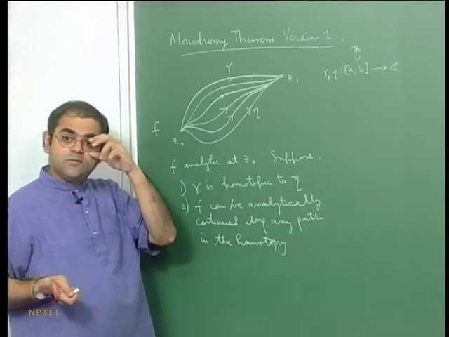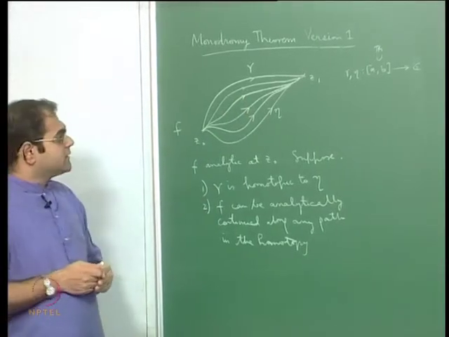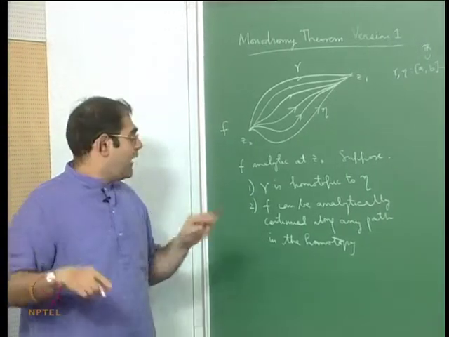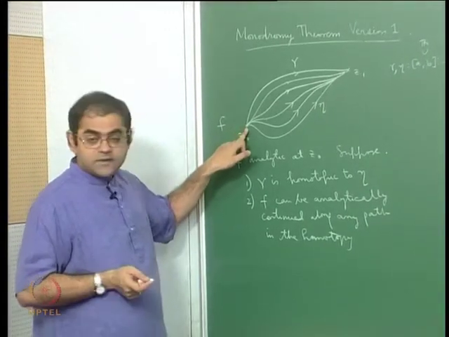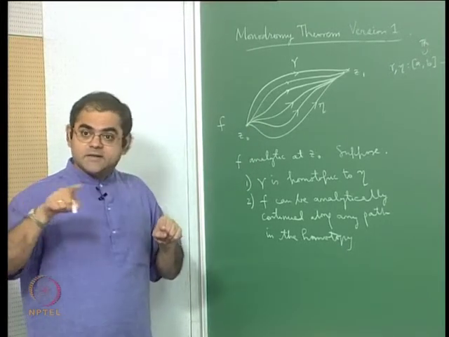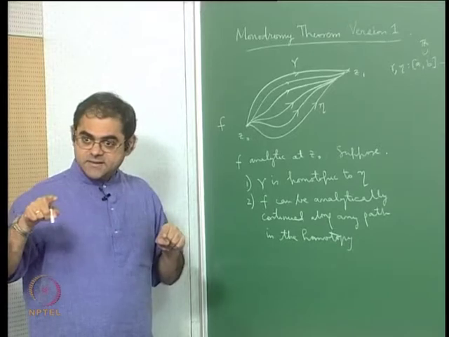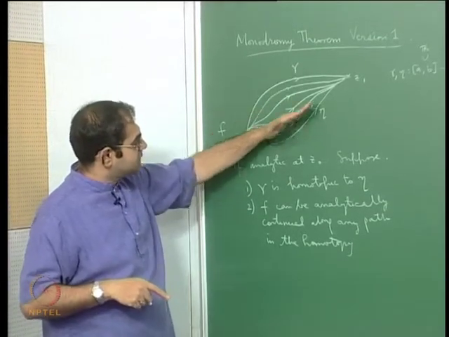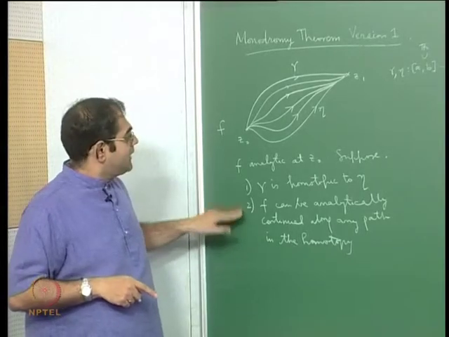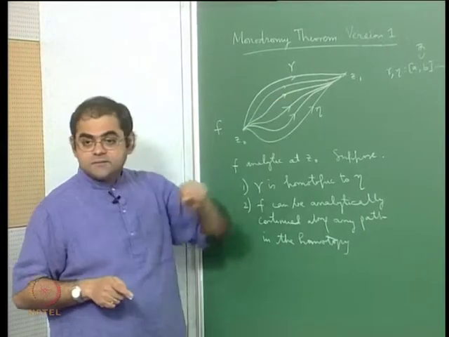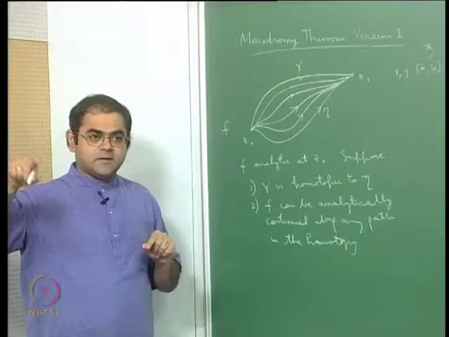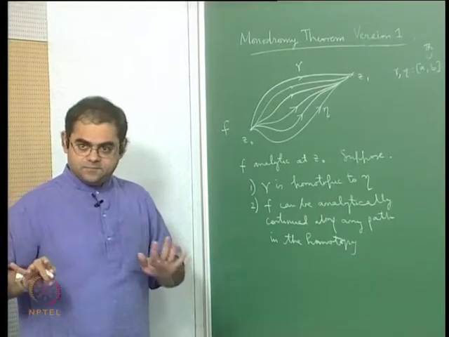But then I already told you in the earlier lecture that if you have a path, and if you have an analytic function at the starting point, then the analytic continuation of f along that path is unique. We have already seen this. In other words, this hypothesis means that along each path there is only one analytic continuation of f possible, and it is there.